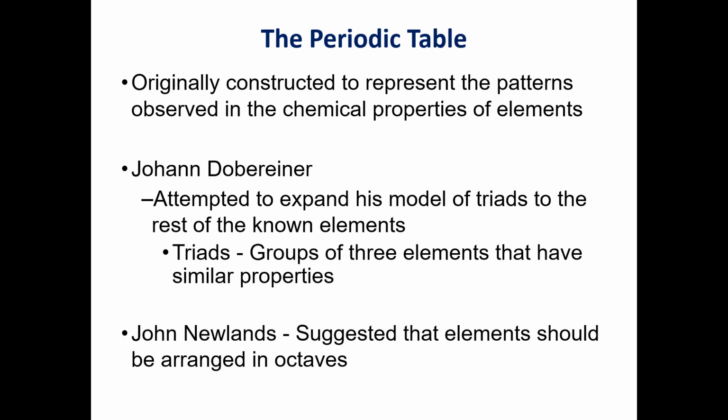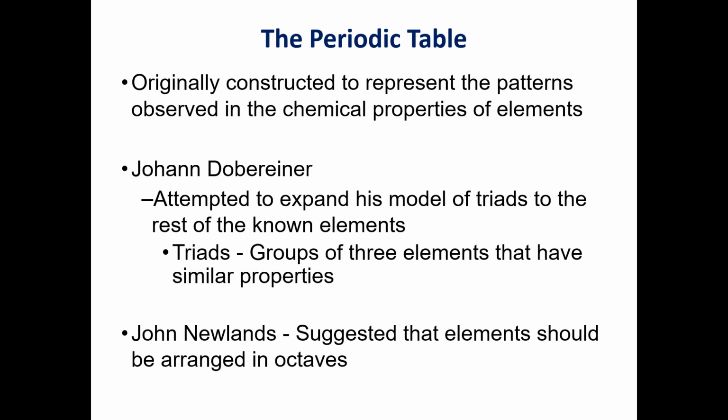So in this video, we're going to talk about the periodic table and patterns in the periodic table. So the periodic table was constructed in order to show the patterns that are observed in the chemical properties of different elements. The way that we have elements grouped in the periodic table now, elements that are in the same column have very similar properties. But it took us a while to get to the periodic table that we currently have.